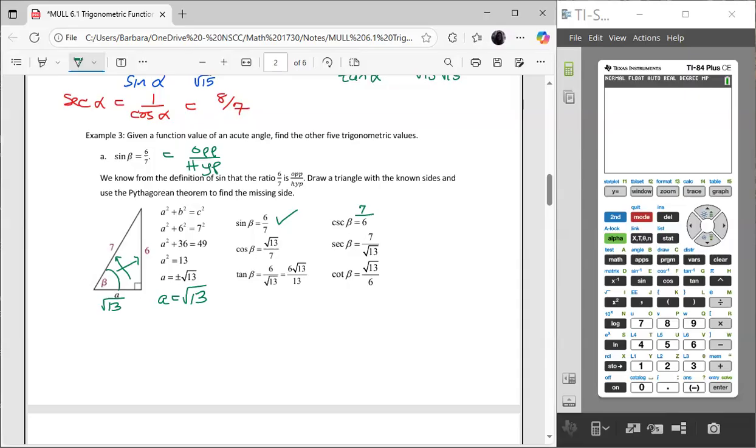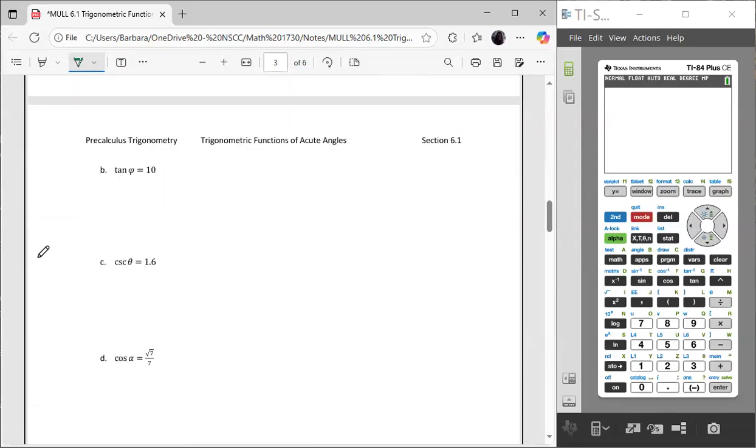And the reciprocal function for cosine is secant. So secant beta is 7 over square root of 13. And the cotan beta is reciprocal of tangent, which is square root of 13 over 6. So we'll do a couple of these together.